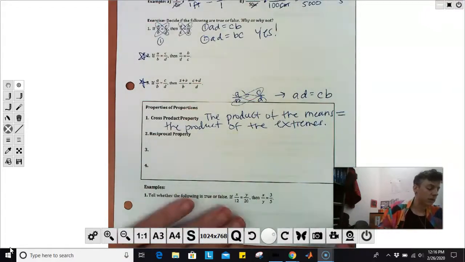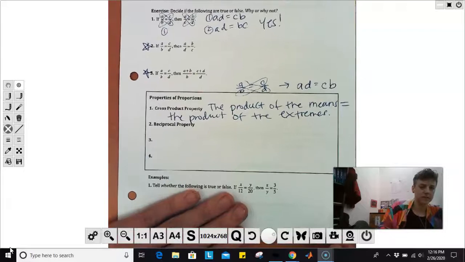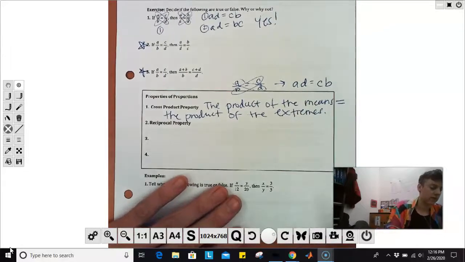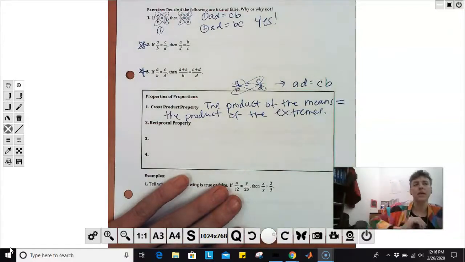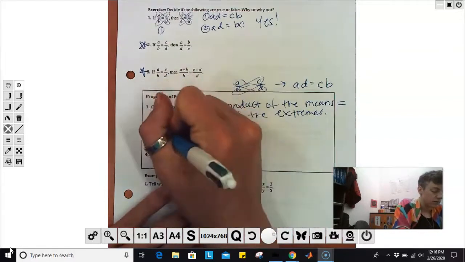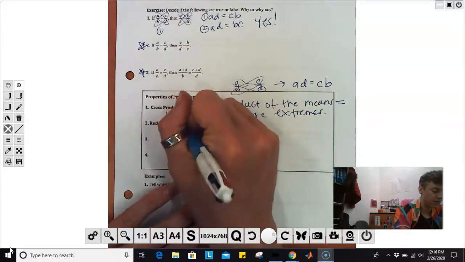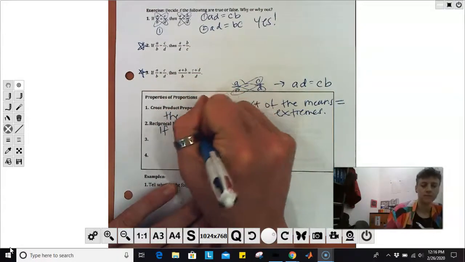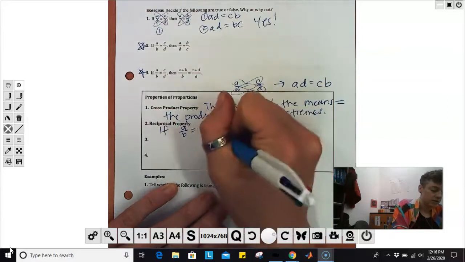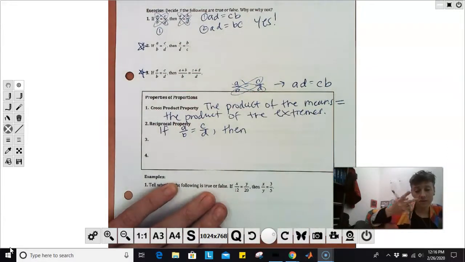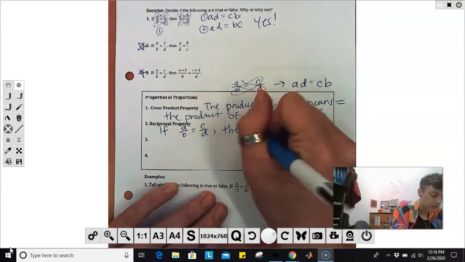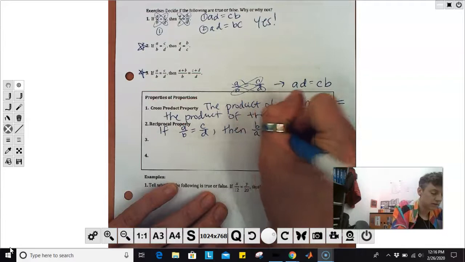The reciprocal property says if we have one ratio that equals another ratio, we can flip them and their reciprocals will be equal to each other as well. Let's write it out in an example. So if we have A over B that equals C over D, then we can flip both of those fractions and their reciprocals will also be equal. Then B over A equals D over C.